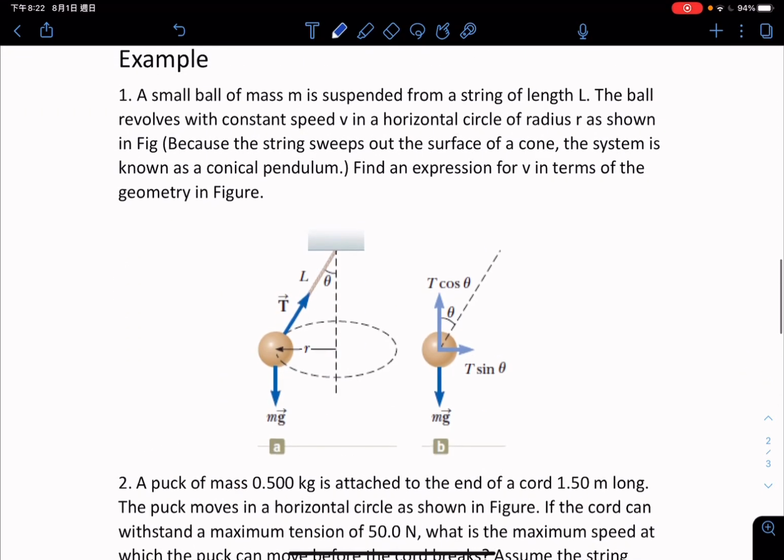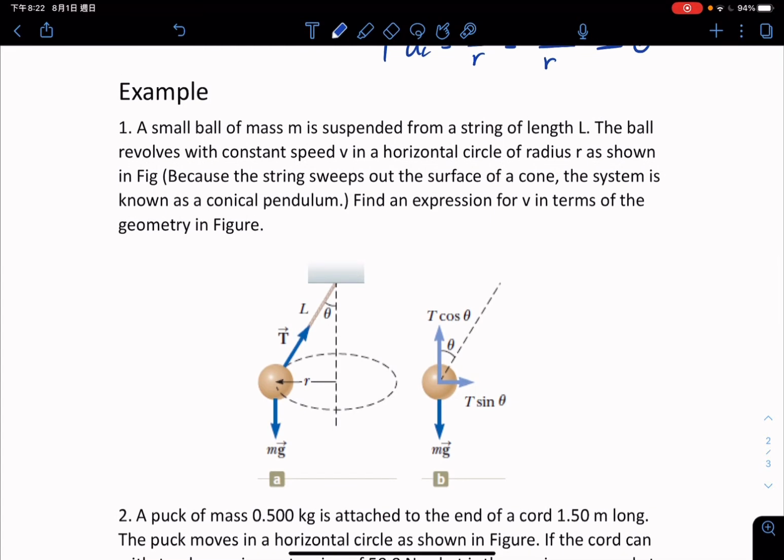Okay, let's see the example. In example 1, a small ball of mass m is suspended from a string of length L. The ball revolves with constant speed v in a horizontal circle of radius r as shown in the figure. Because the string sweeps out the surface of a cone, the system is known as a conical pendulum. Find an expression for v in terms of the geometry in the figure.